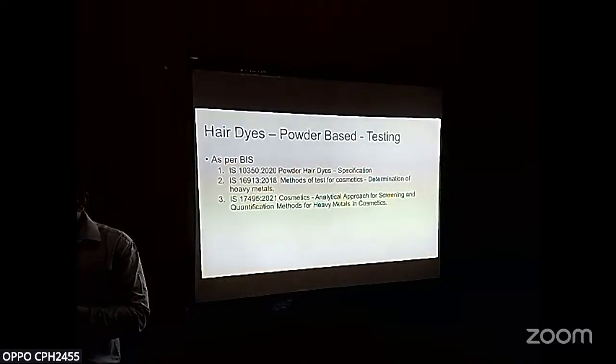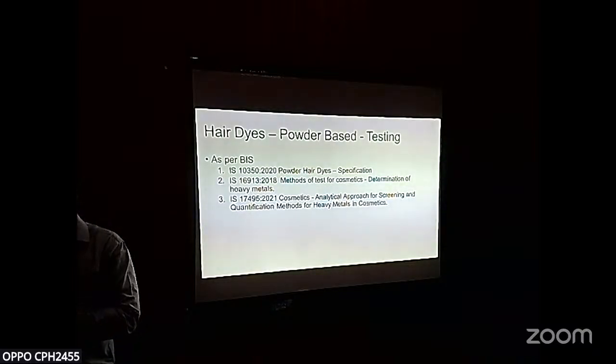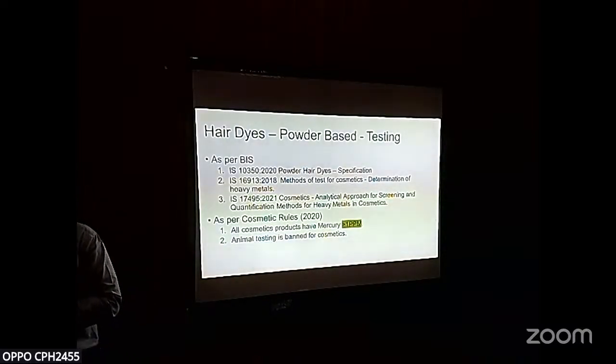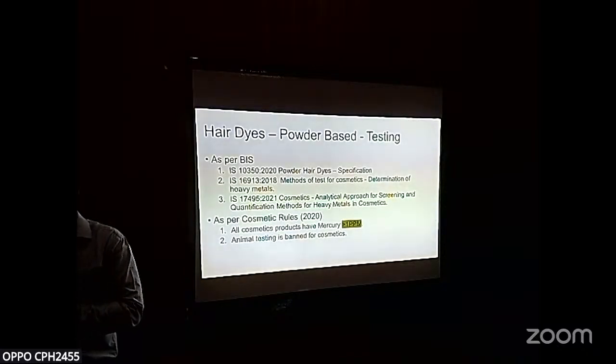Okay, so as per the testing, for the powder hair dyes, the specification is IS 10350. There is a determination of heavy metals and some other metals given. But there is no microbial testing as such, which is prescribed.